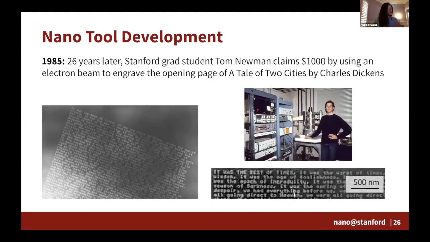And okay, so 26 years later, right, 1959 is when they posed this question. And obviously we have to represent Stanford, but actually Stanford won this prize. Stanford won this Feynman Prize, which I think is really cool. And so the Stanford grad student Tom Newman claimed that $1,000 by using an electron beam, using a beam of electrons to write on the surface of a piece of plastic the whole first page of A Tale of Two Cities.